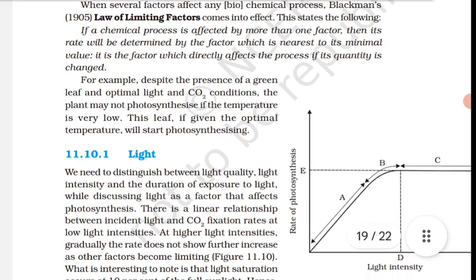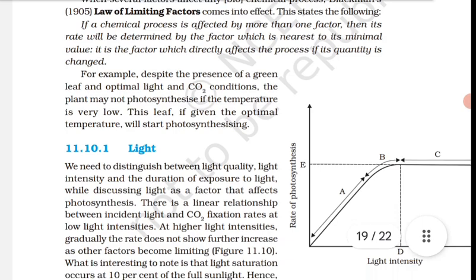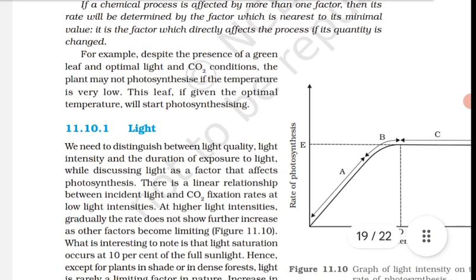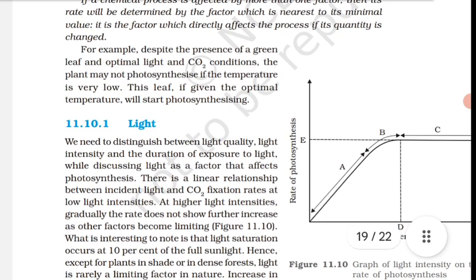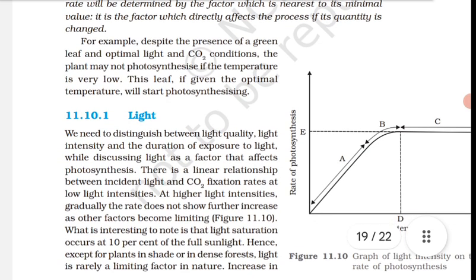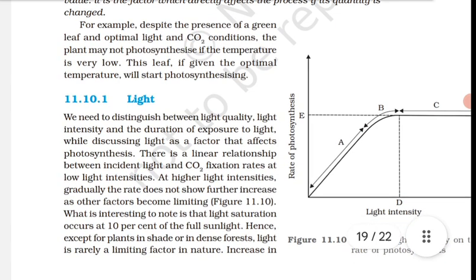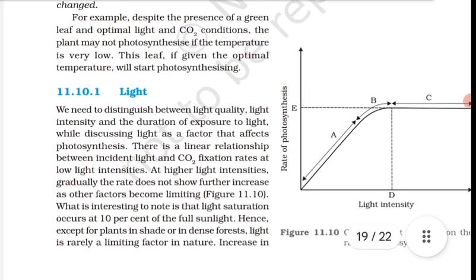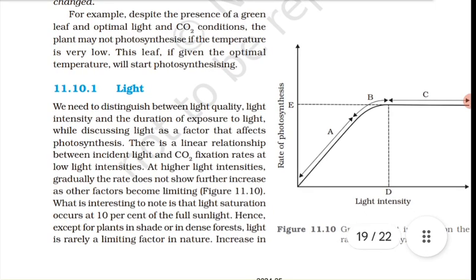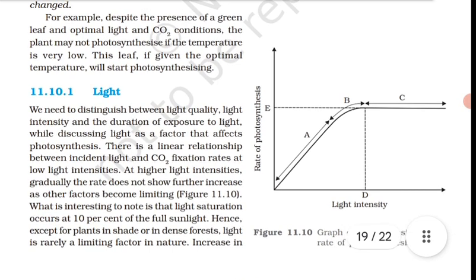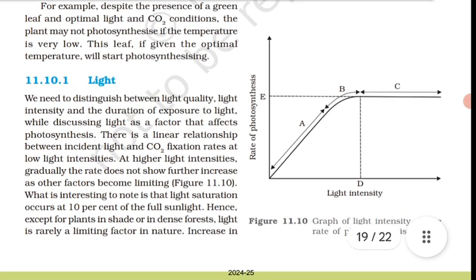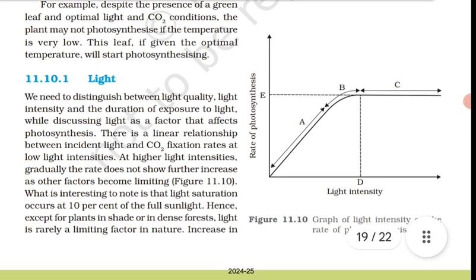The fact that C3 plants respond to higher CO2 concentration by showing increased rates of photosynthesis leading to higher productivity has been used for some greenhouse crops such as tomato and bell pepper. They are allowed to grow in a carbon dioxide enriched atmosphere that leads to higher yield.